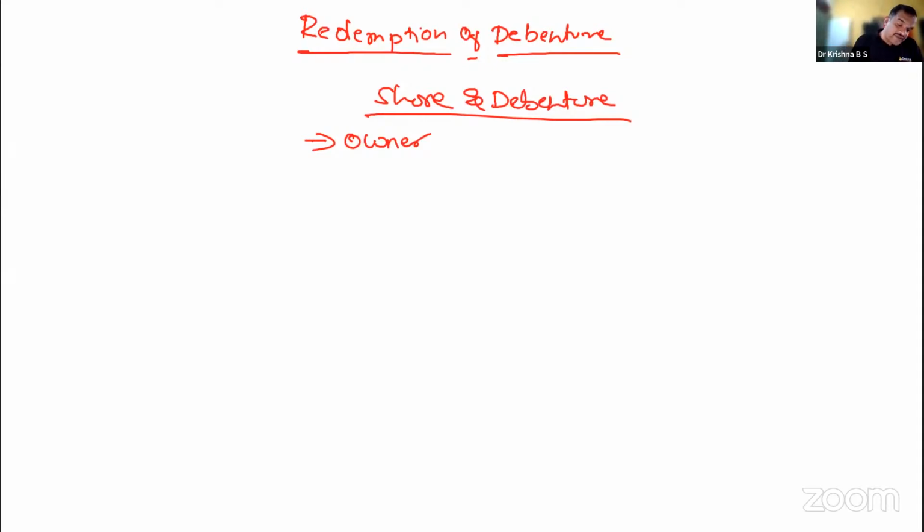Here, if you invest in the form of debenture, they become members of the company. They are just members. Here shareholders, after investing, they are the owners. They act like an owner. Here they are members. They have given a loan, so you pay interest.